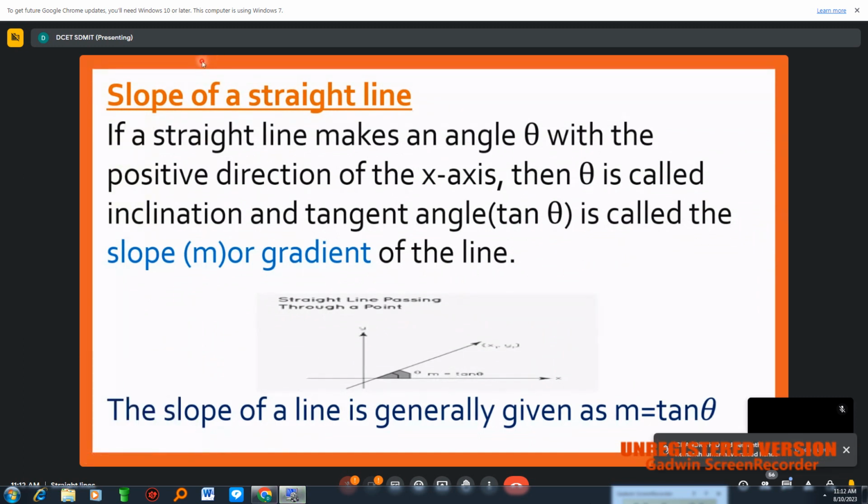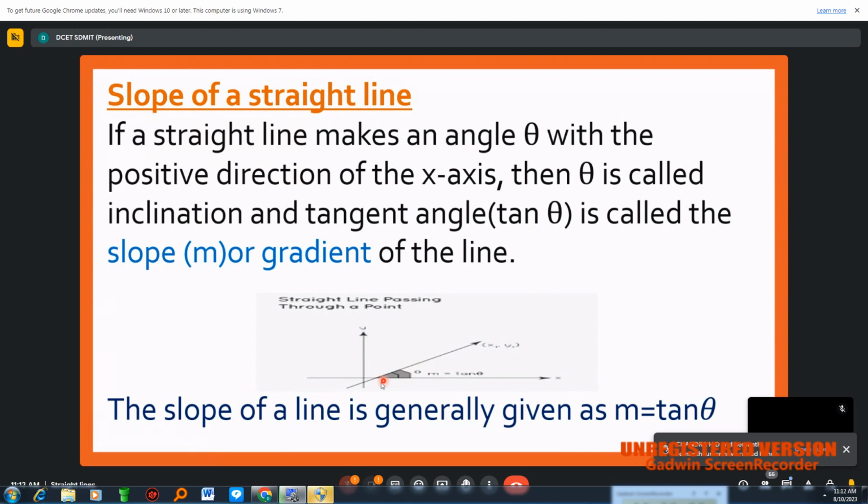The next topic is the slope of a straight line. What do we mean by slope? If a straight line makes an angle theta with the positive direction of the x-axis, then theta is called the inclination, and tan theta is called the slope or gradient of the line.